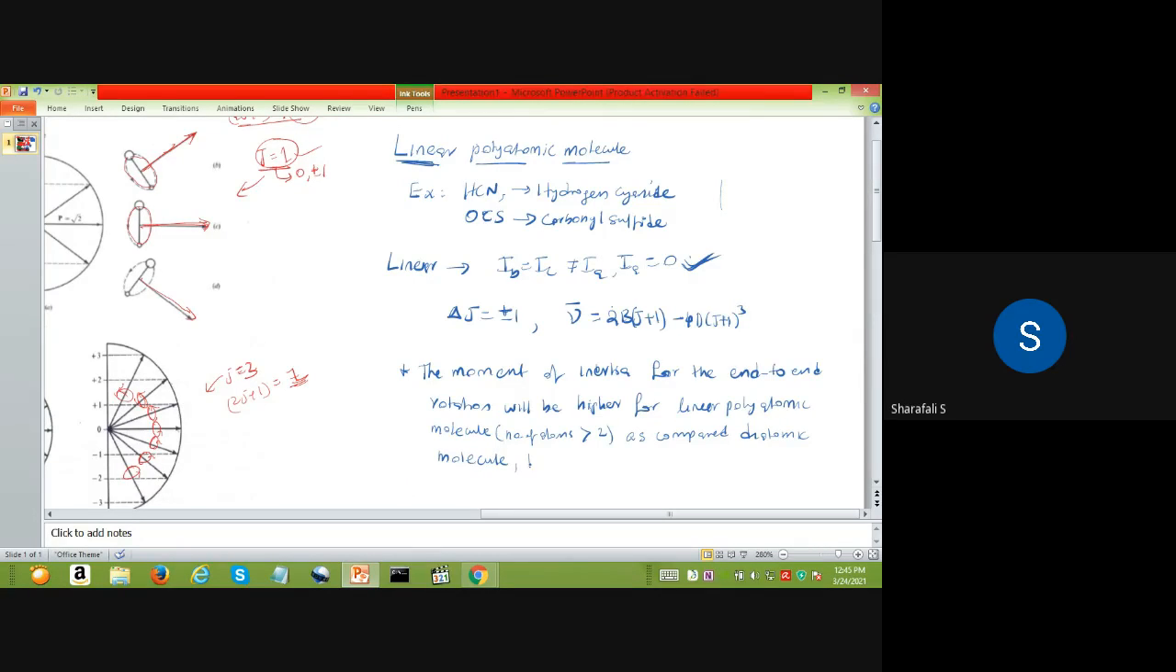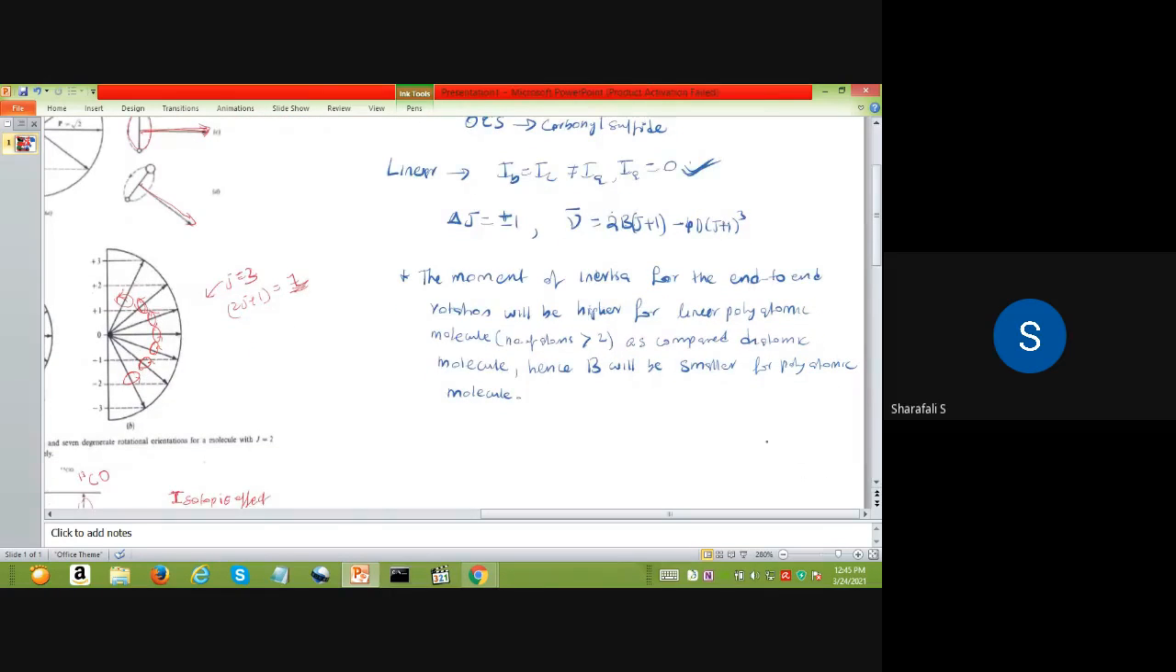So hence the B value will be smaller. B will be smaller for polyatomic molecules. Whatever we are saying, polyatomic or diatomic, it is linear polyatomic molecule and linear diatomic molecule.